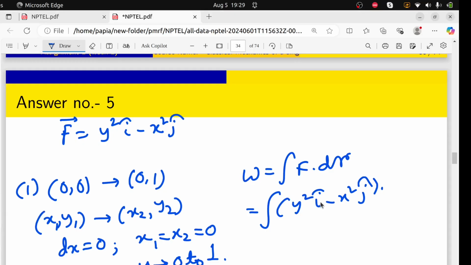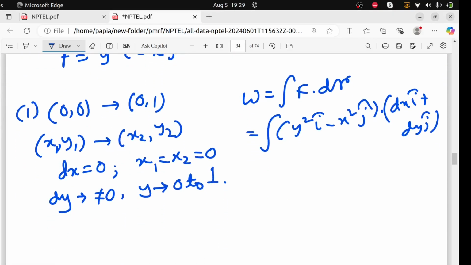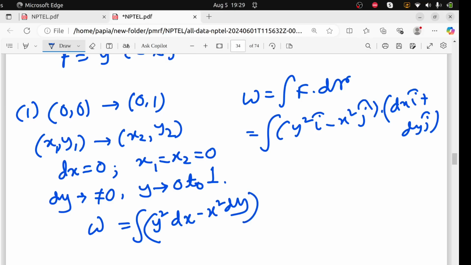So F dot dr is there. That means it is like dx i cap plus dy j cap. Okay. So now I can write W equals to y square dx minus x square dy. And as we have seen, for this path dx equals to 0. So if dx equals to 0, that means it is only minus x square dy. And y value from 0 to 1. But x has 0 value, so it will come as only 0. So for work 1, that means the first path, the work done is 0.